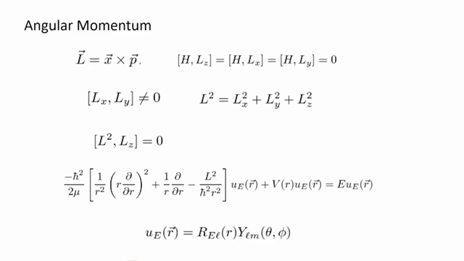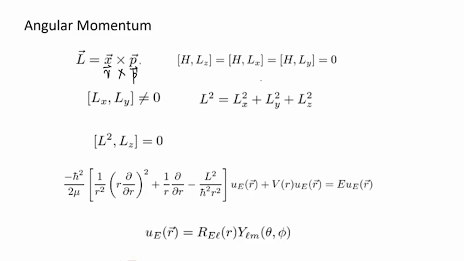The angular momentum is defined as r cross p. So this is written as r cross p, and so it is a cross product, it is a moment of the linear momentum. And now with this, the Hamiltonian that we have for the hydrogen atom commutes with all of these three.